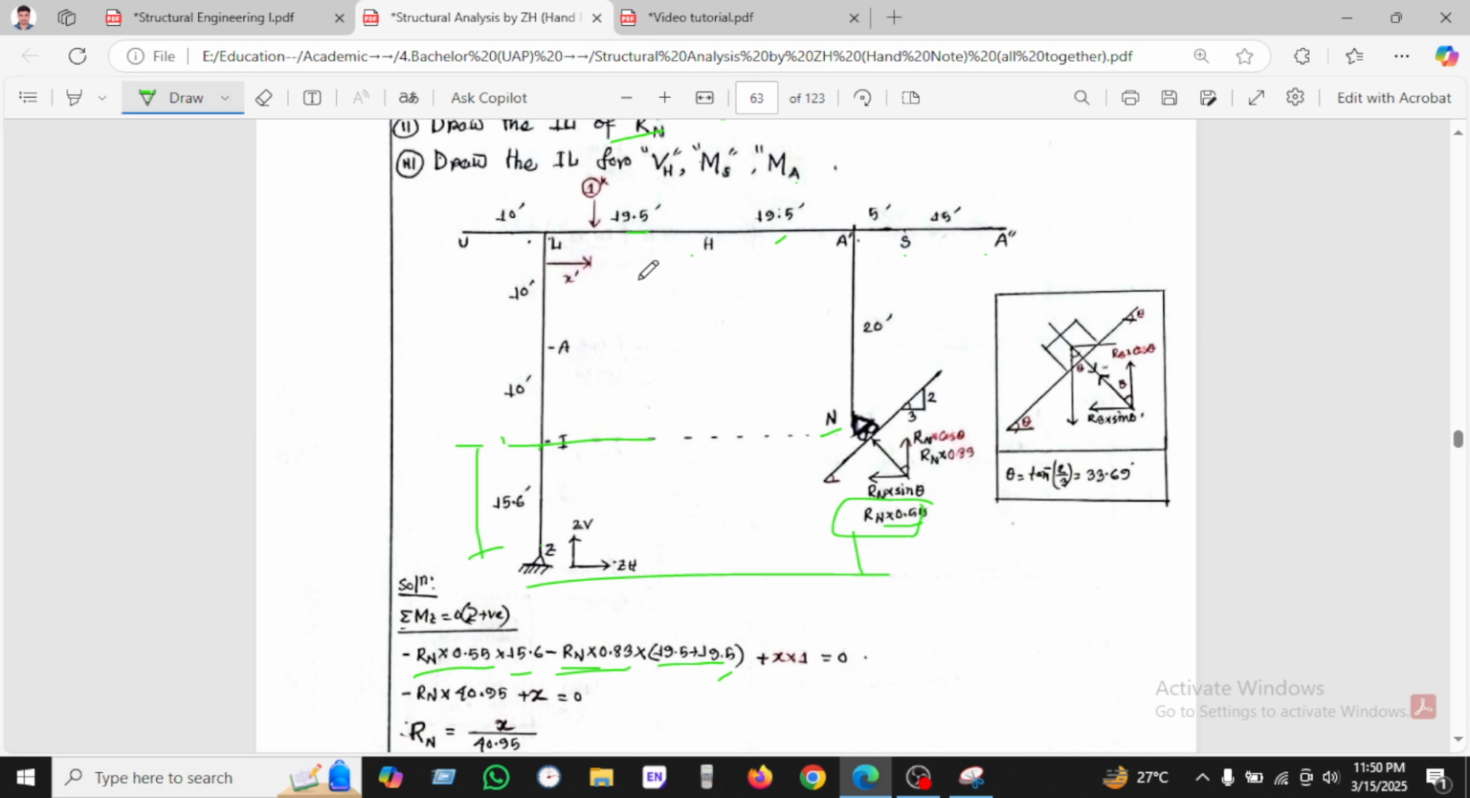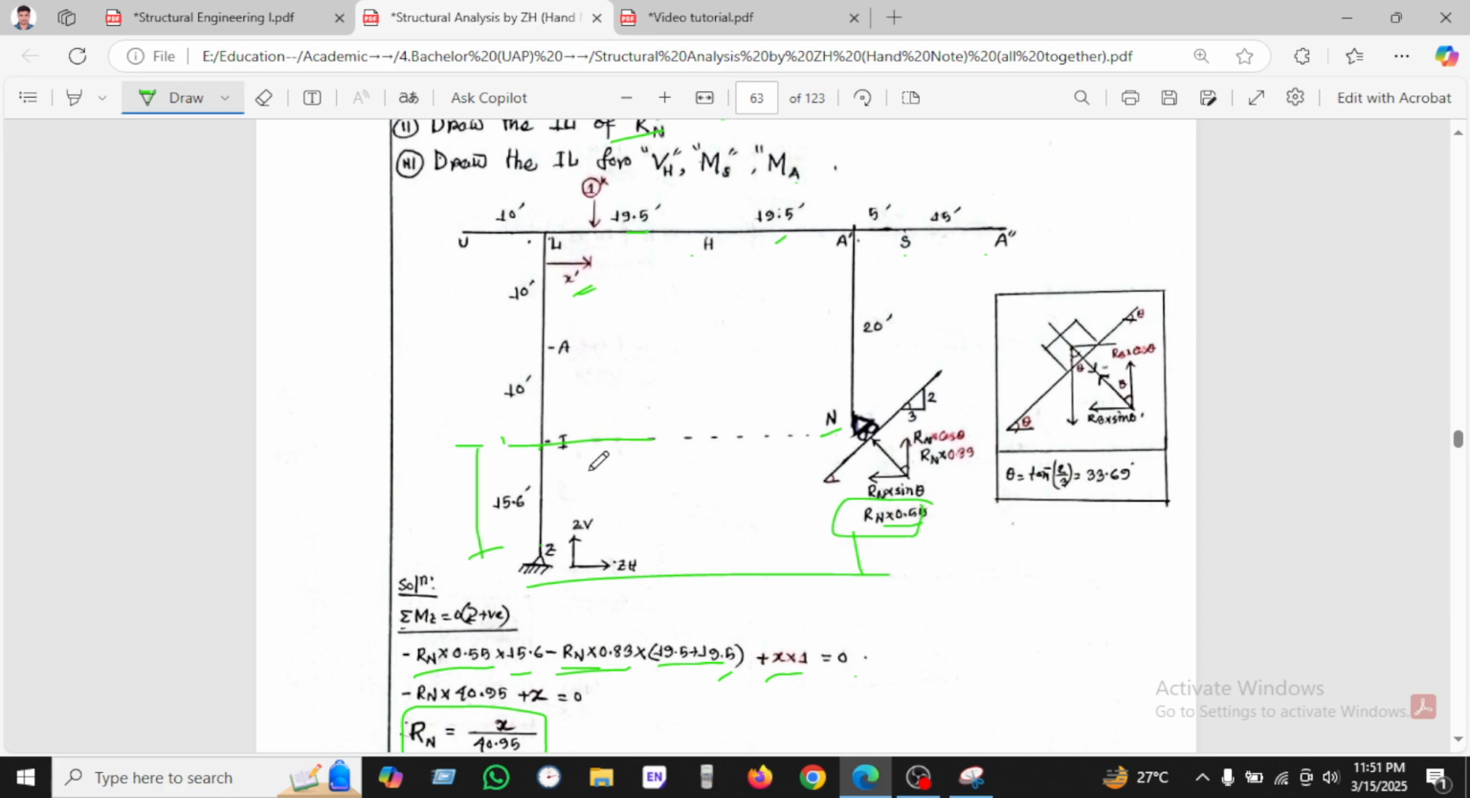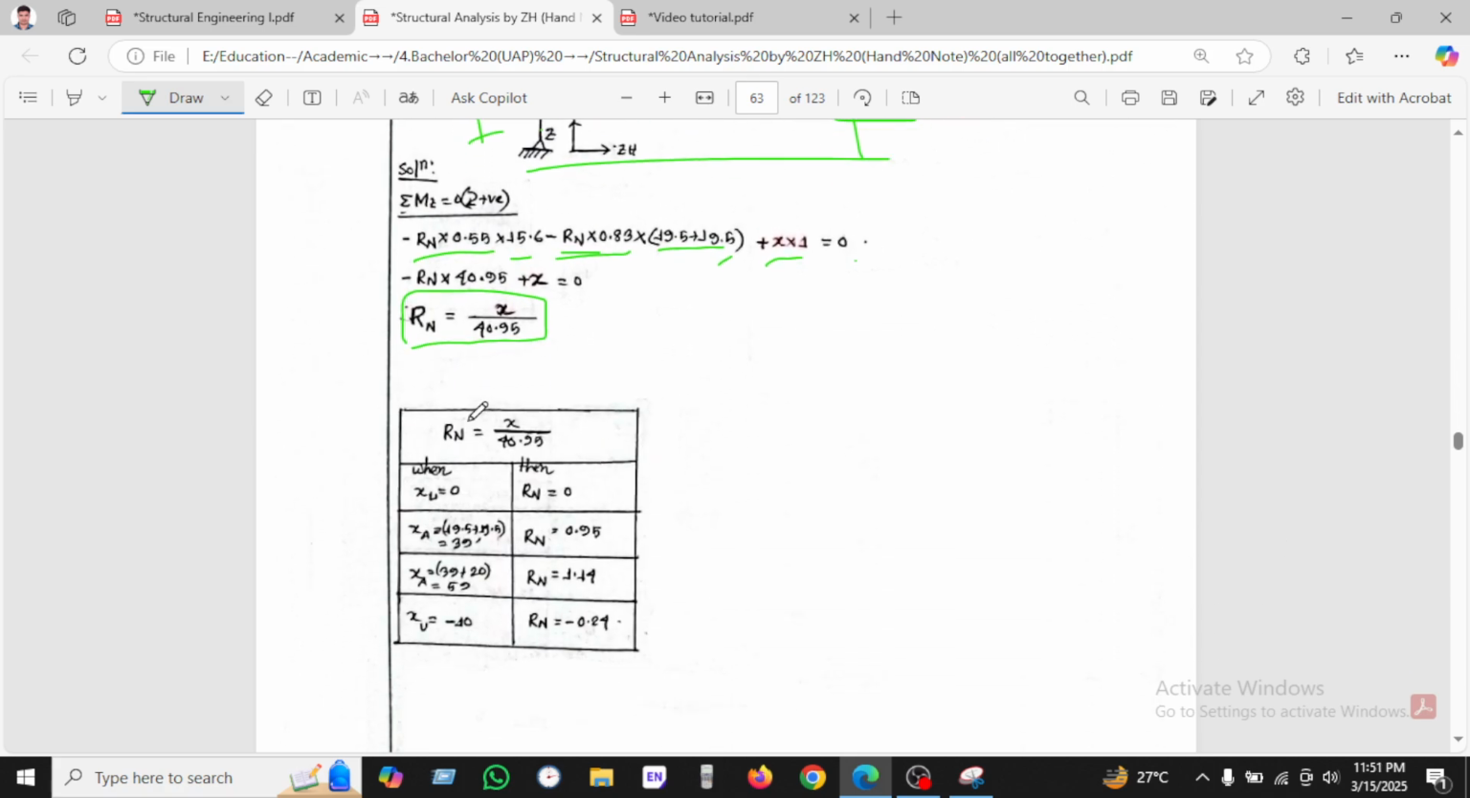And another load we have been seeing here, the moving load, 1 kip, is moving over the frame. This is x equal to 0. As per our calculation, we have gotten this equation: Rn equal to x divided by 40 divided by 9. So this is the x. Now we are putting the value of x and finding the result.